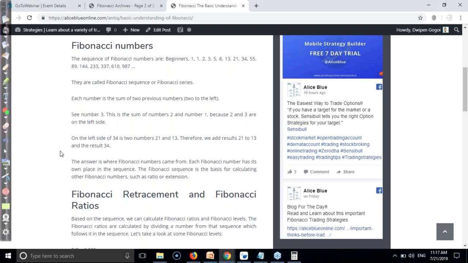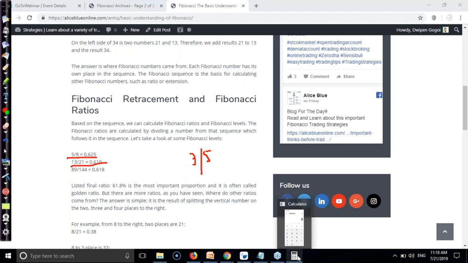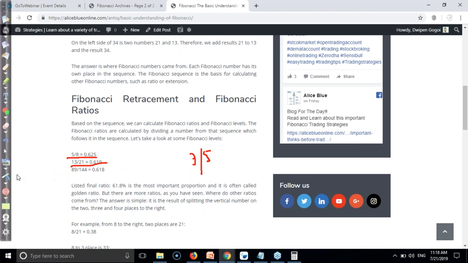So next, you can see the Fibonacci retracement and Fibonacci ratio. How will we get the Fibonacci retracement and ratio? Where I showed you the numbers like 5, 8, divide those numbers and we'll see the ratio. We get this ratio when we divide each other, like 3 divided by 5, we'll get that ratio, right? Is it clear? Have you seen this one?